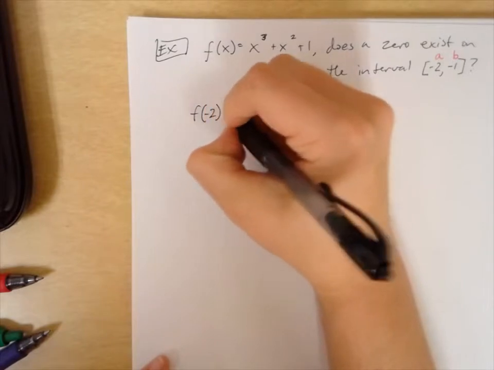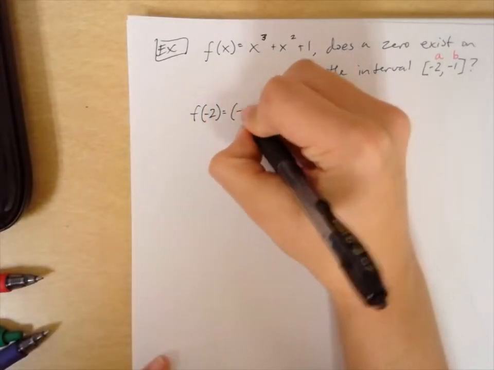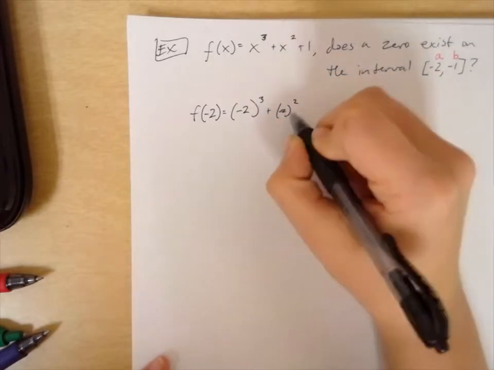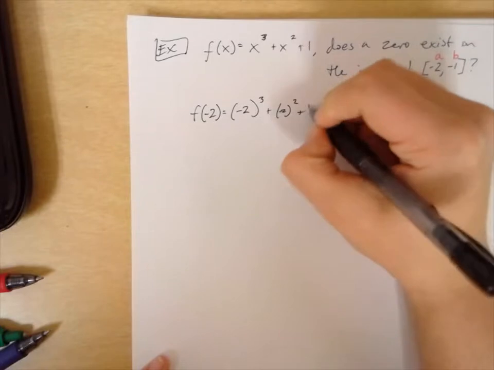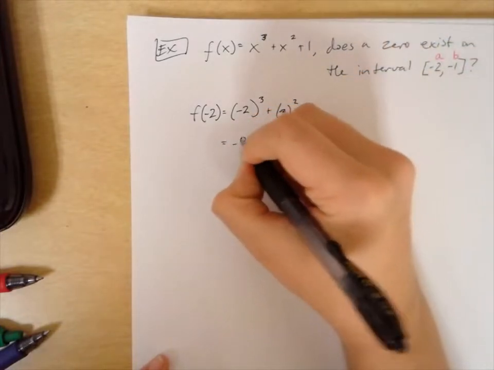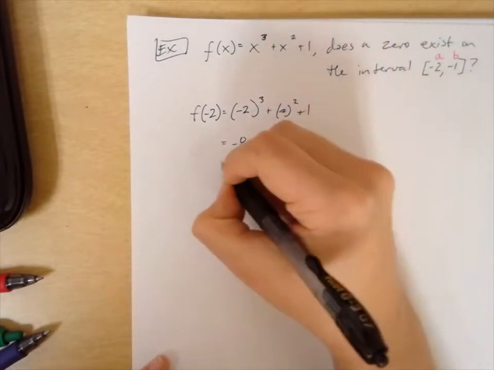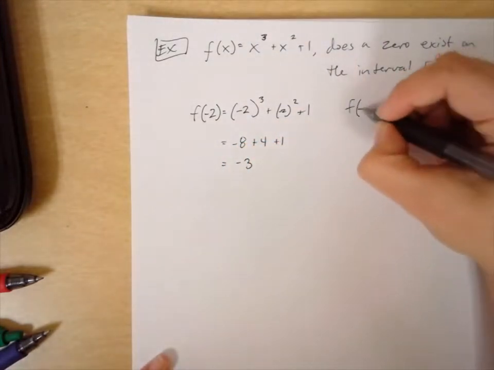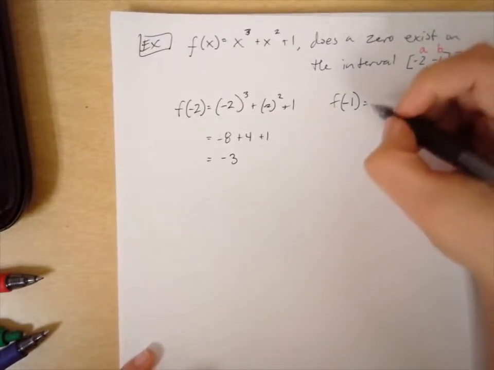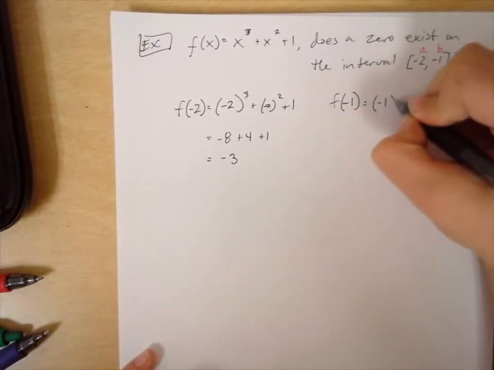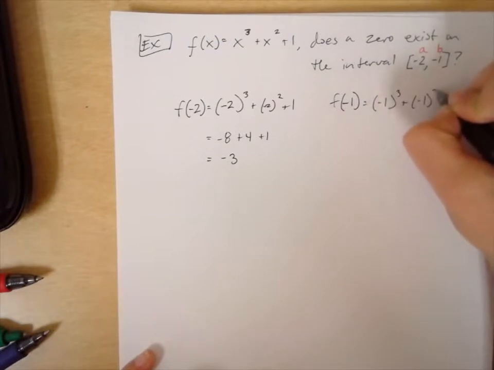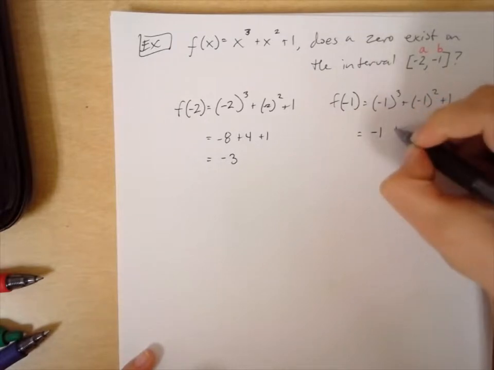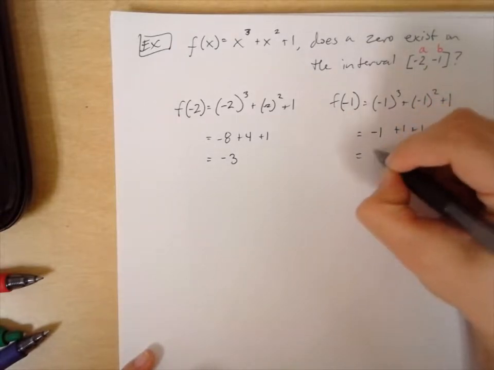If we take f of -2, if we evaluate our function at -2, we get -2 cubed plus -2 squared plus 1. We get -8 plus 4 plus 1. We get -3. If we evaluate our function at -1, we get -1 cubed plus -1 squared plus 1. So we get -1 plus 1 plus 1, we get 1.